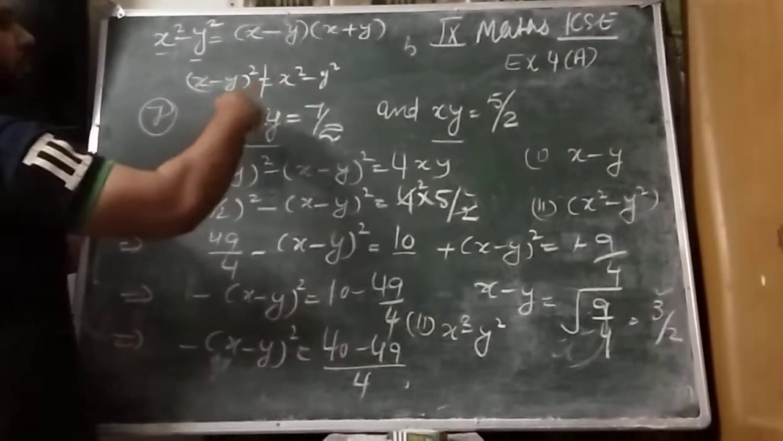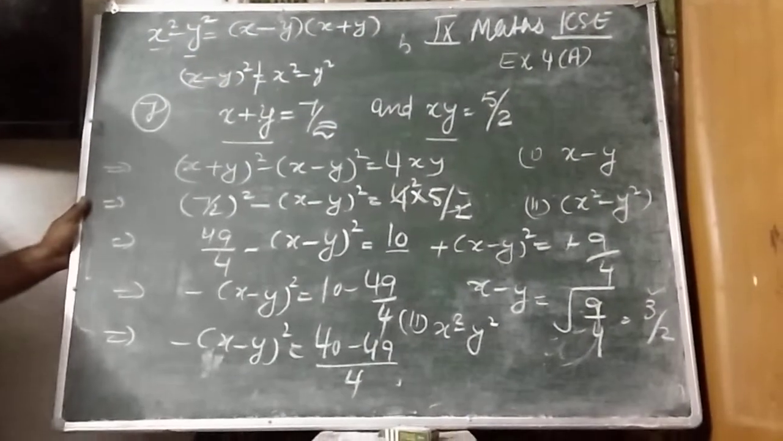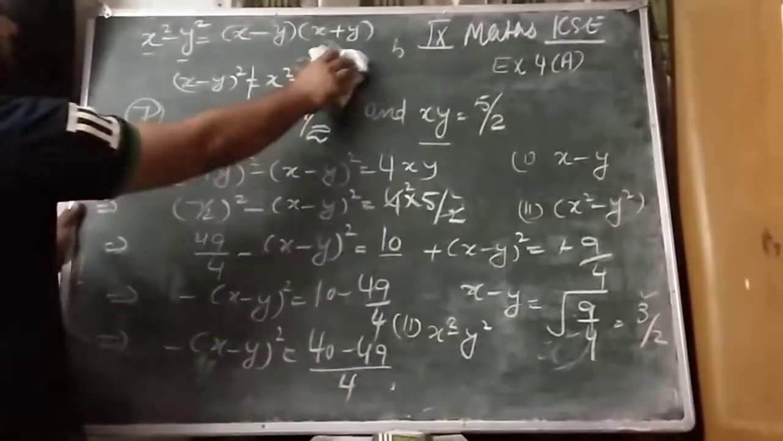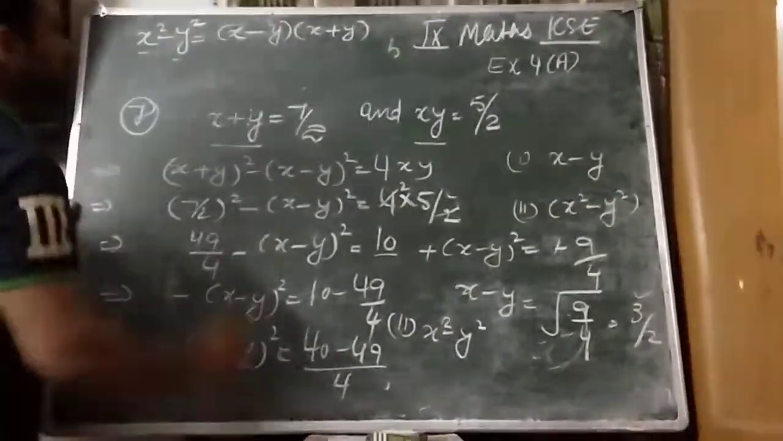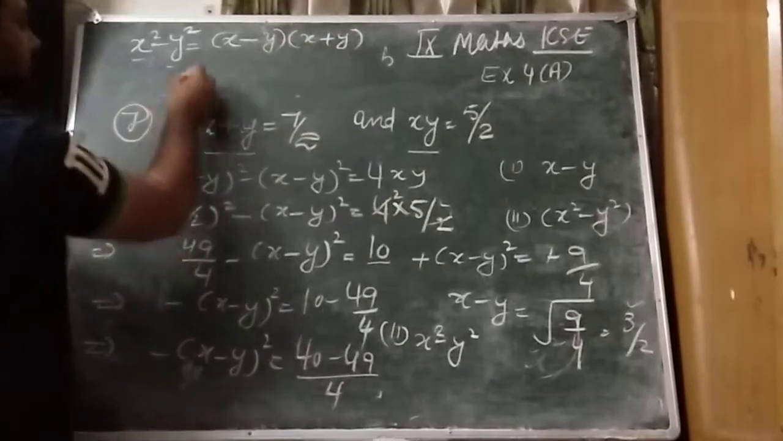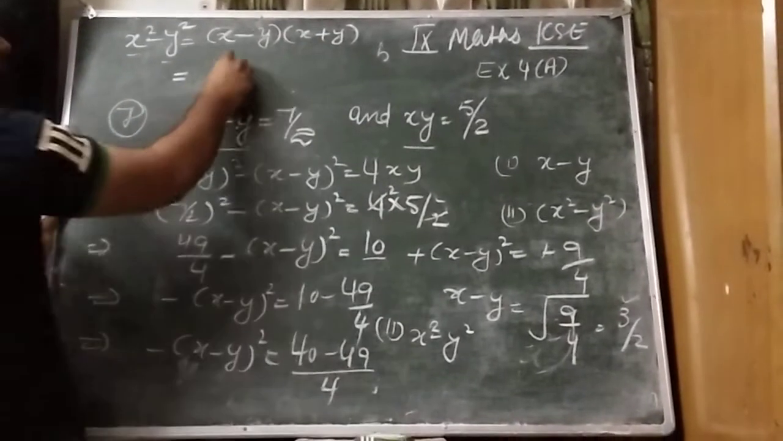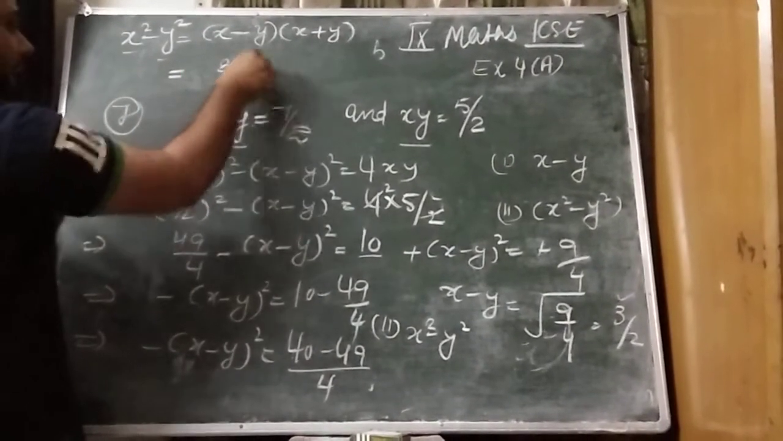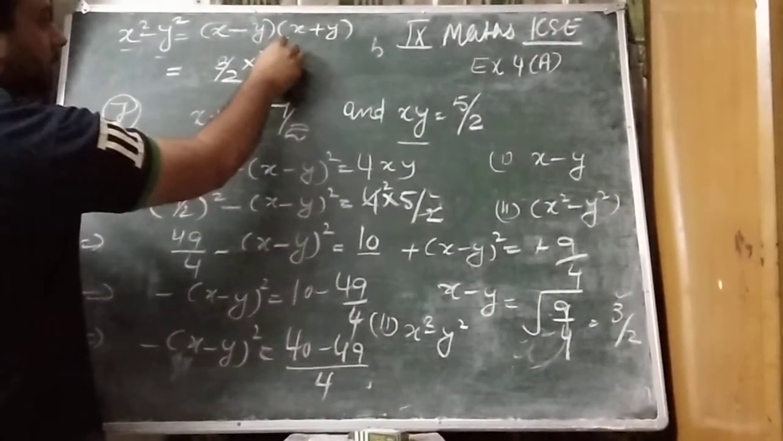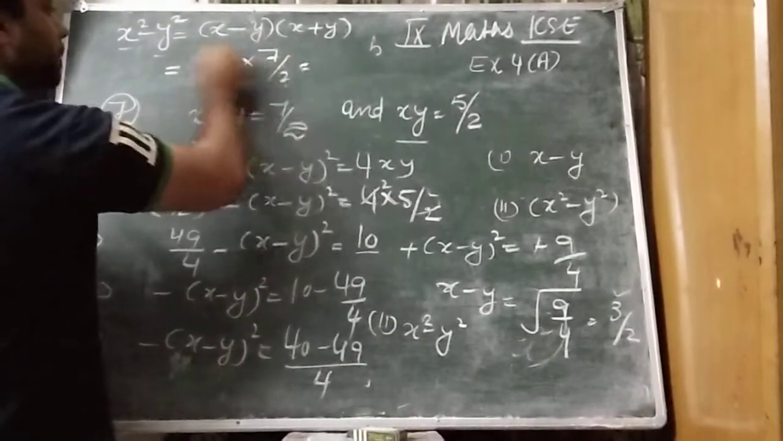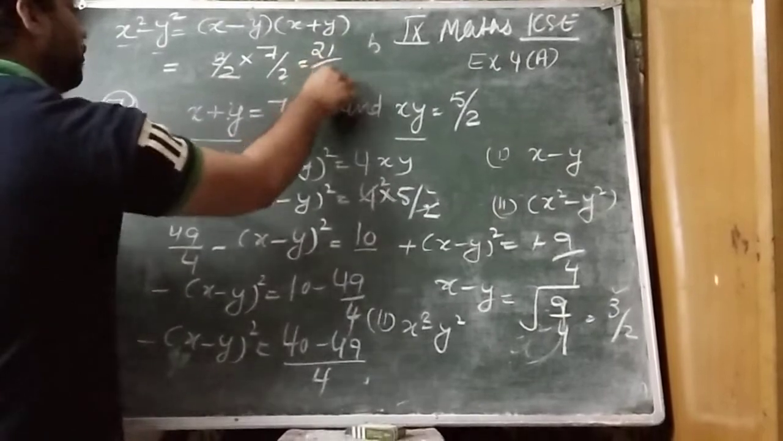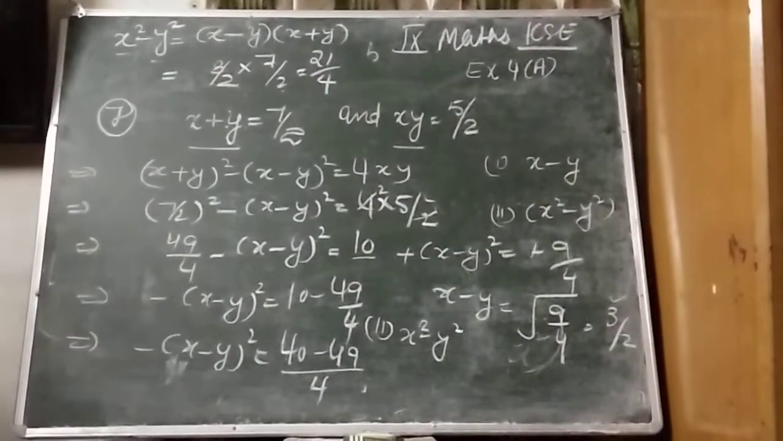(x minus y) square जब उसको खोलेंगे साथ में क्या आएगा 2ab. So this is not same. So it means x square minus y square equal to (x minus y)(x plus y). So what is the value of x minus y? That is 3 by 2, and x plus y, that is 7 by 2, multiply, 21 by 4. So students, please note down this.